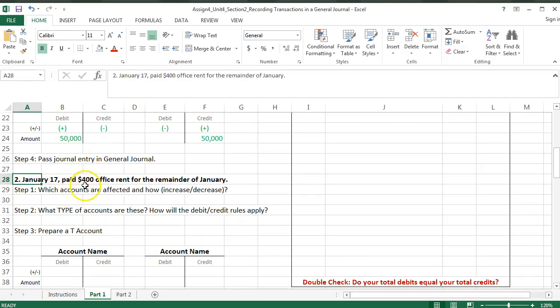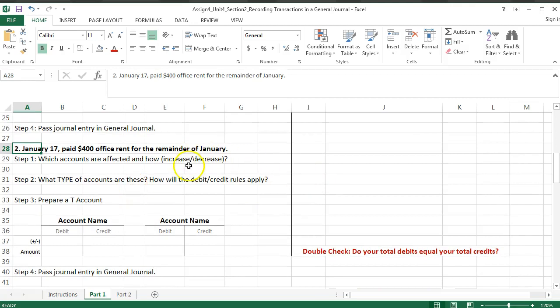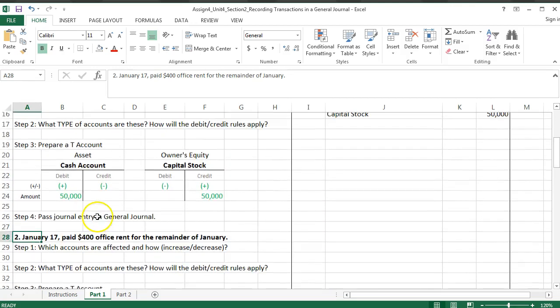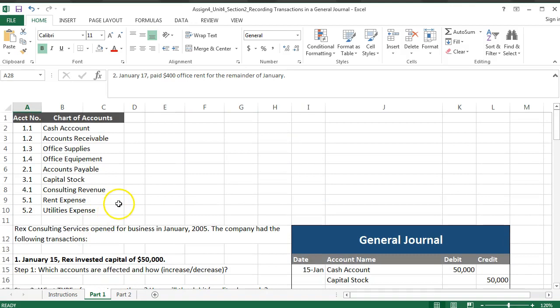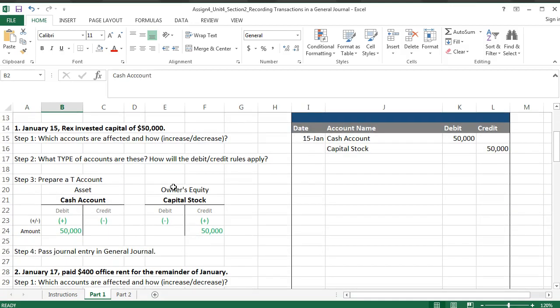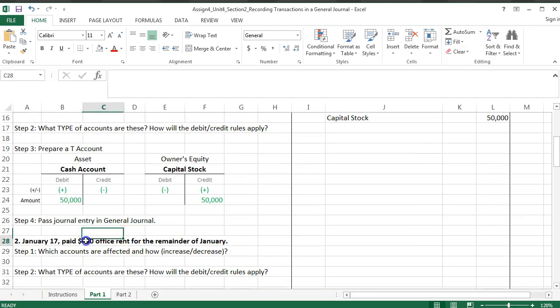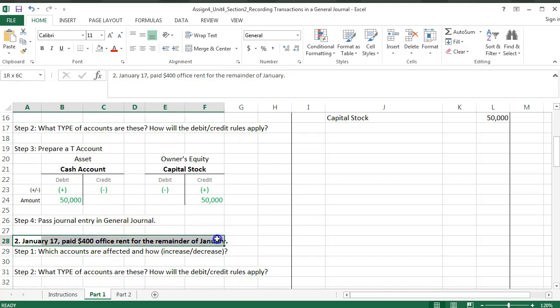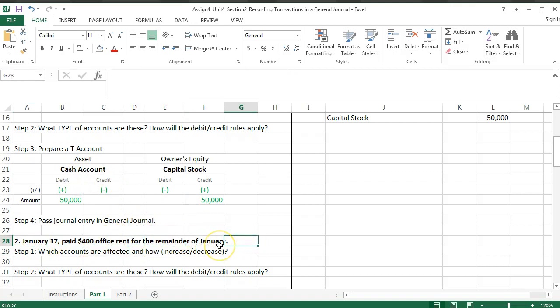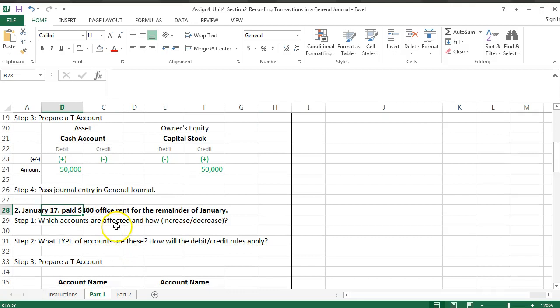January 17th, we paid $400 of office rent for the remainder of January. So we're paying our rent in this transaction. Obviously rent expense should be affected, and since we're paying our rent, that's going to be coming out of our cash account. Whether we're writing a check or paying $400 cash, that comes out of our cash account. Okay, not accounts payable, because it doesn't say that we're making a payment in the future or anything. We're paying this right now.